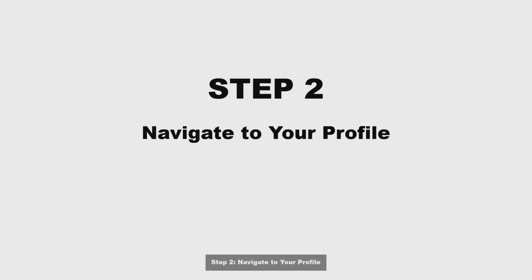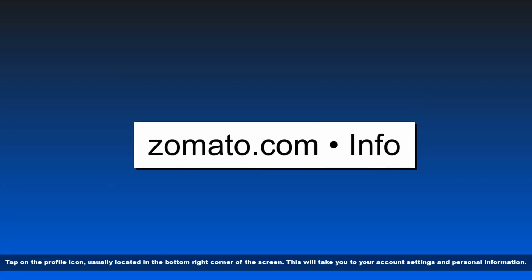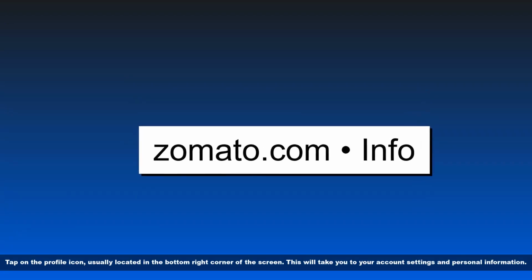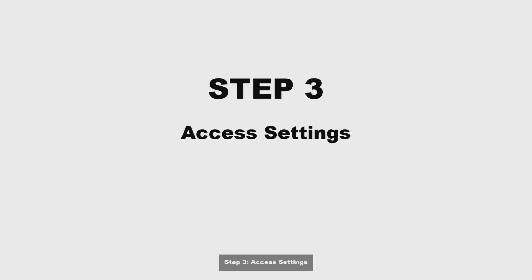Step 2. Navigate to your profile. Tap on the profile icon, usually located in the bottom right corner of the screen. This will take you to your account settings and personal information. Step 3. Access settings. In your profile, look for the settings option, which may be represented by a gear icon. Tap on it to enter the settings menu.